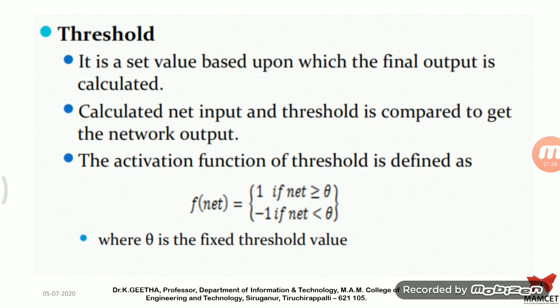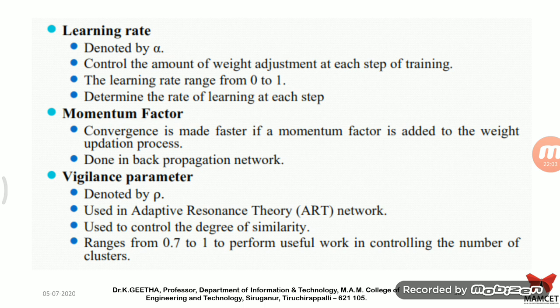Threshold. It is the set value based upon which the final output is calculated. The calculated net input and threshold are compared to get the network output. The activation function of threshold is defined as f(net) = 1 if net is greater than or equal to the threshold value theta, and -1 if net is less than theta, where theta is the fixed threshold value. Next is the learning parameter. The learning parameter is denoted by alpha, and it controls the amount of weight adjustment at each step of training. The learning rate ranges from 0 to 1, which determines the rate of learning at each step.